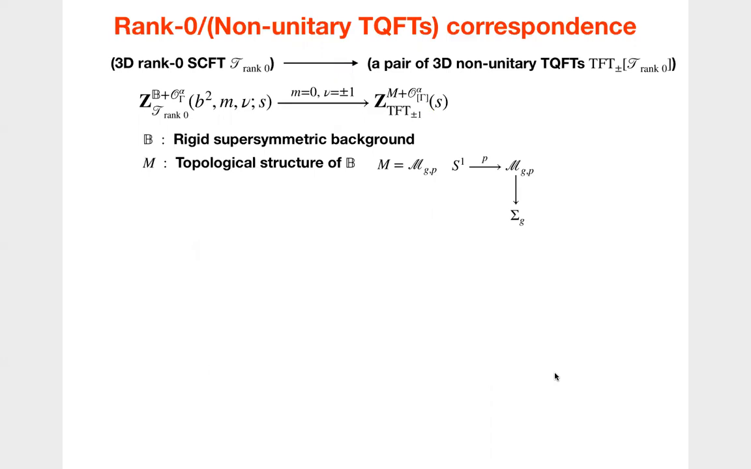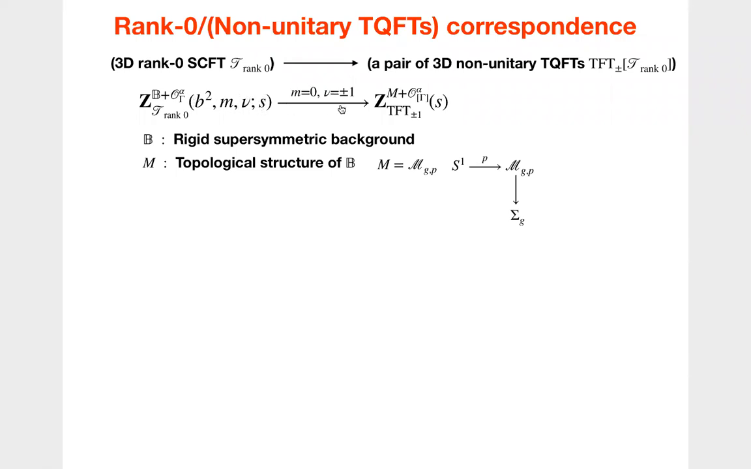So let me explain in more detail what the rank zero and non-unitary TQFT correspondence is. The main claim of our talk can be summarized in this way. We consider some 3D rank zero CFT, T rank zero, and then we consider some supersymmetric partition function, which depends on various parameters that I will explain, on some curved least supersymmetric background, M, with the insertion of supersymmetric loop operators.